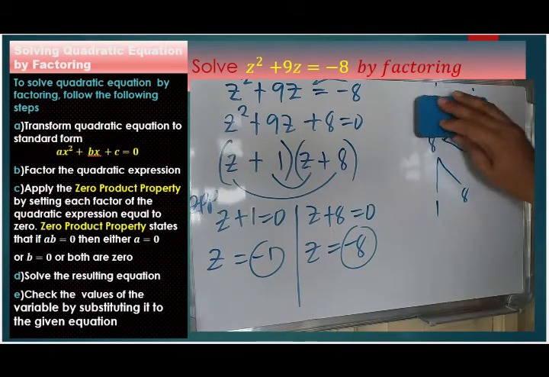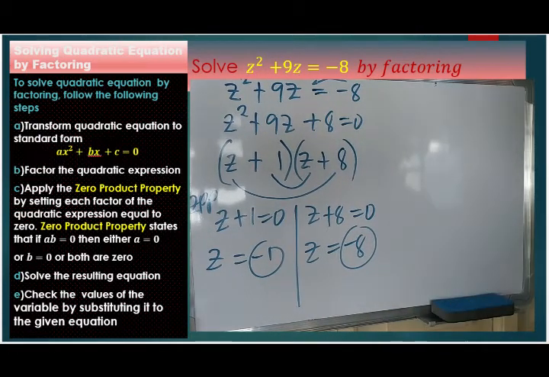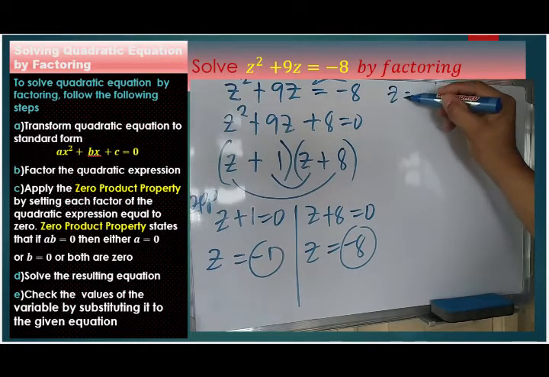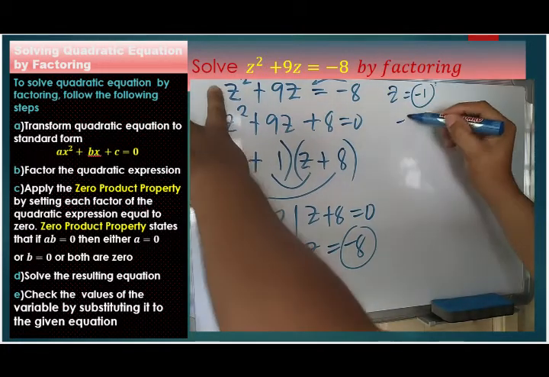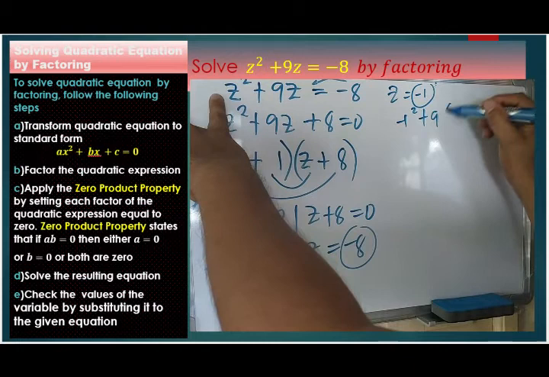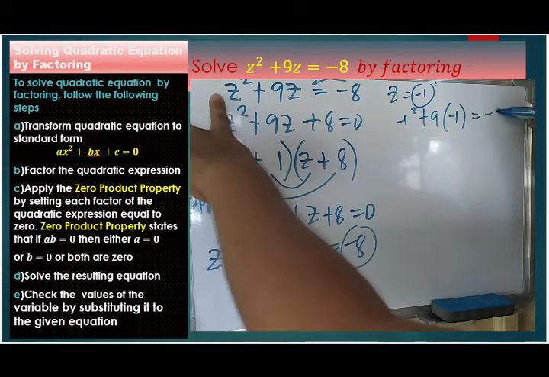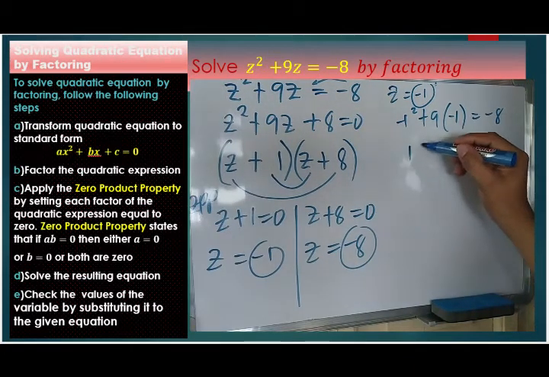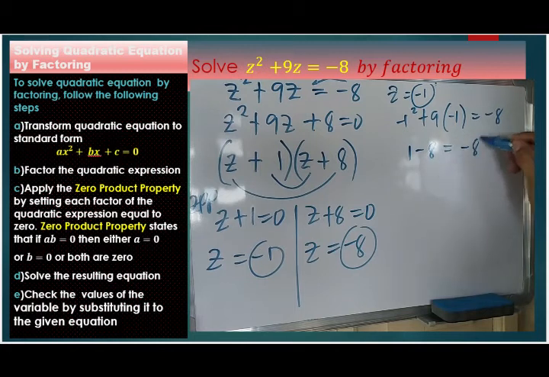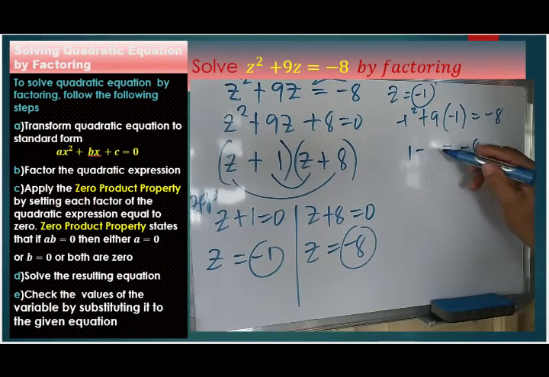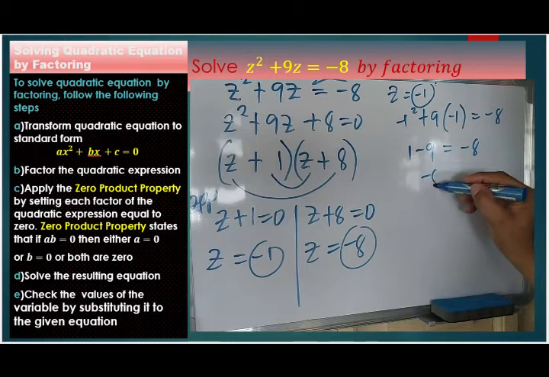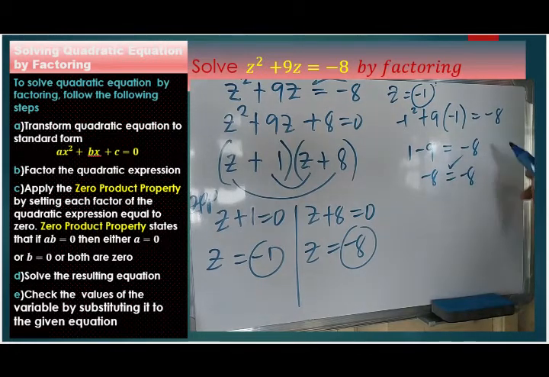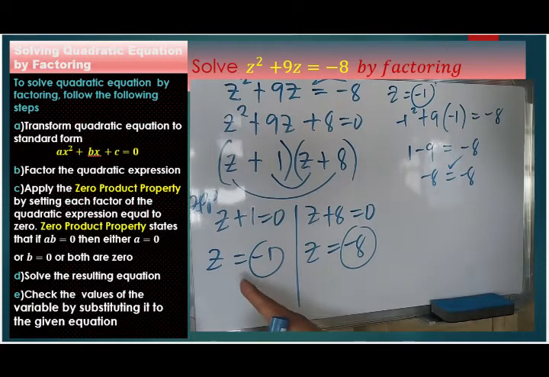Okay, don't forget to check. So, in checking, if z is equal to negative 1, then we have negative 1 squared plus 9 times negative 1 is equal to negative 8. This is 1 minus 9 is equal to negative 8. So you now have negative 8 is equal to negative 8. It means that the value of z, negative 1, is correct.